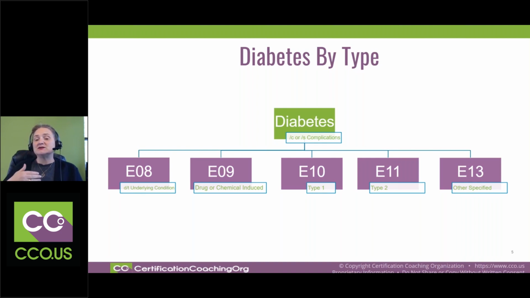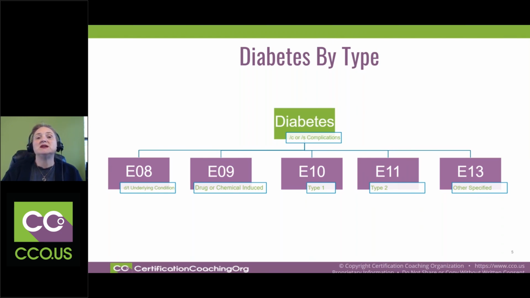I like to tell students that if you look at E10, remember 1 character is for type 1, and then E11 has 2 characters, or 2 1s, so it's type 2. Maybe that'll help you understand it. Any of those little things that can help you memorize those. But there actually are others.